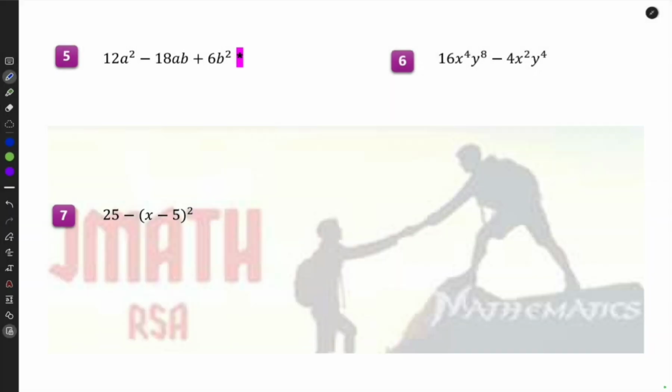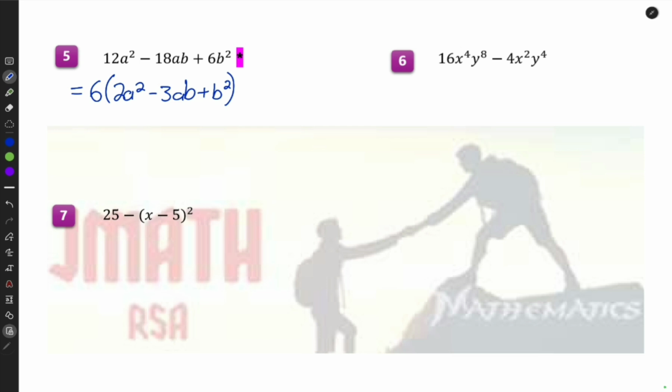Question 5. Okay, so I'm counting the terms. There are 3 terms, so this must be a trinomial. And then I always need to check, can I maybe take out a common factor? In this case, yes, I can. So this would be a 6. I'm left with 2a squared minus 3ab plus b squared.